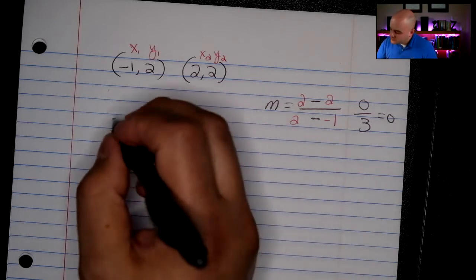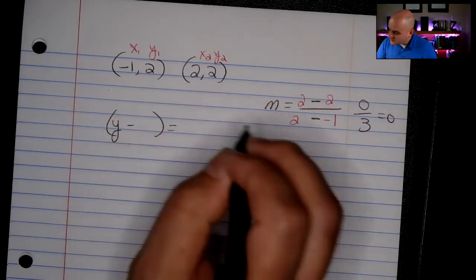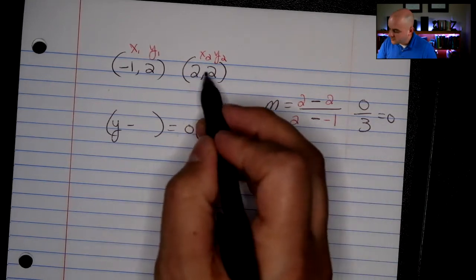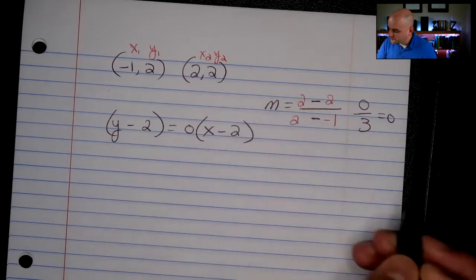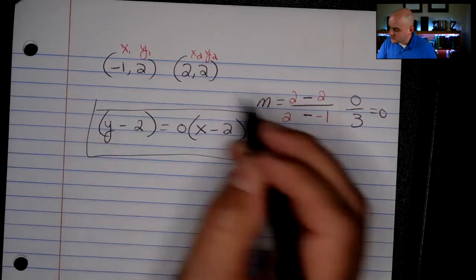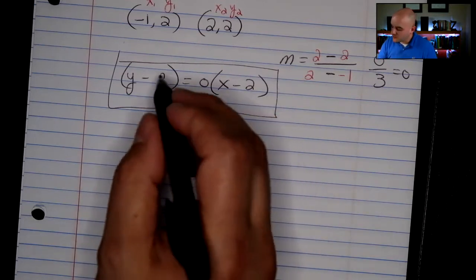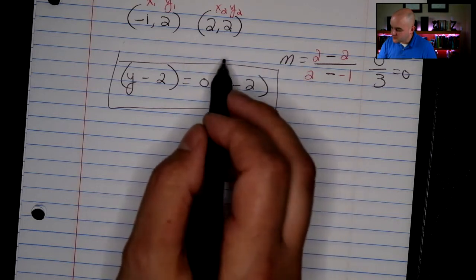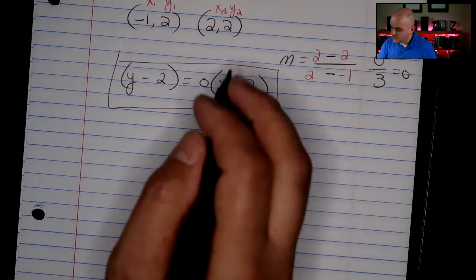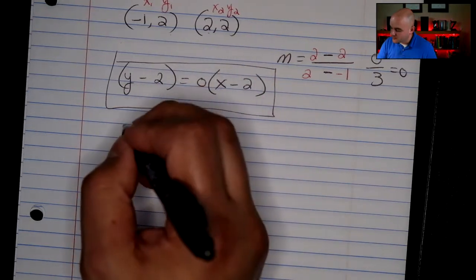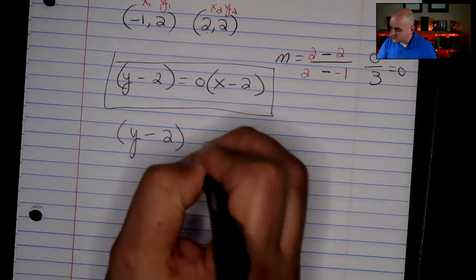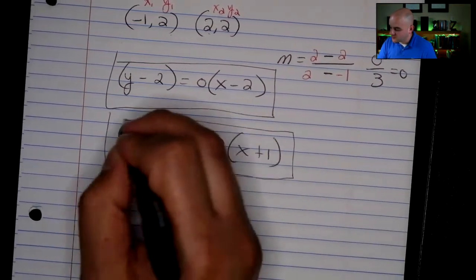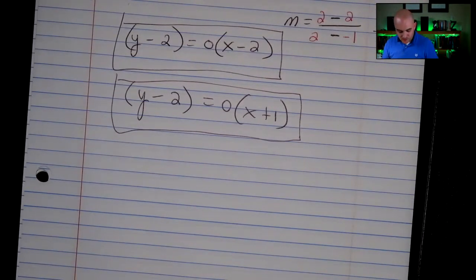So let's put it into the equation. We've got y minus something is equal to the slope. In this case, it's 0 times x minus something. Pick a point and plug it in. And there's your equation in point slope form. You could have also picked the other point. The other one would have been -1, 2, right? So we could have said y minus 2 here is equal to 0 times x plus 1. That would have been equally correct as well. Okay?